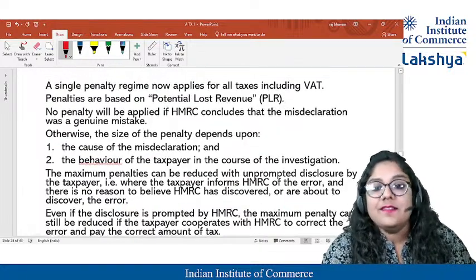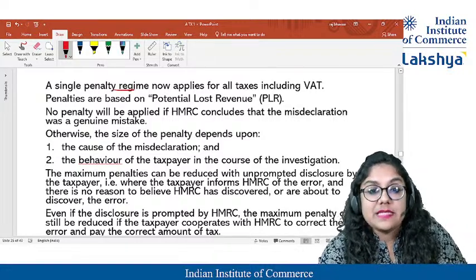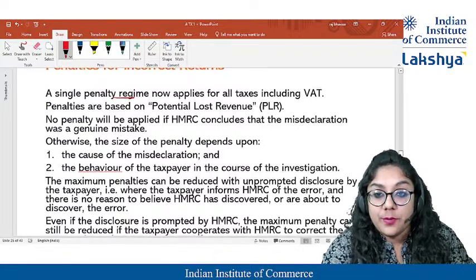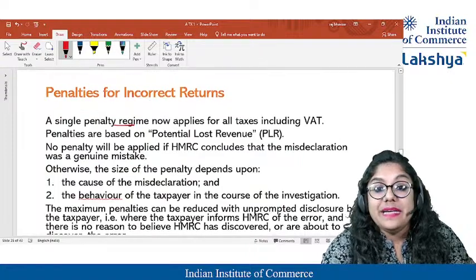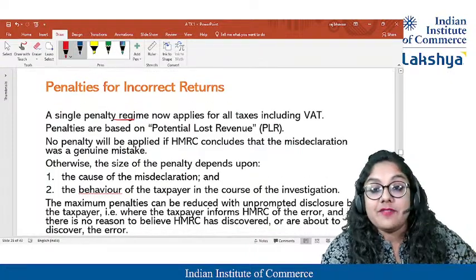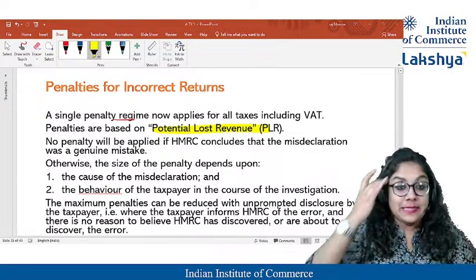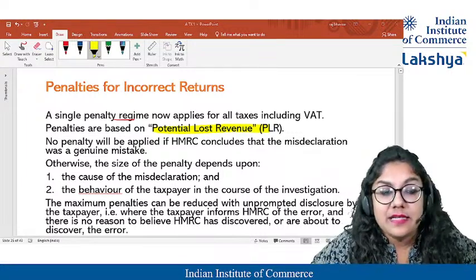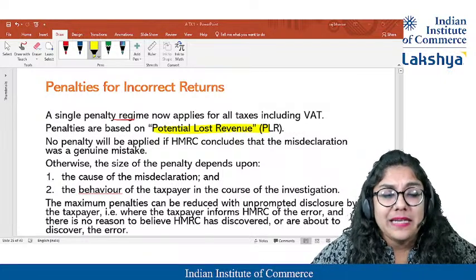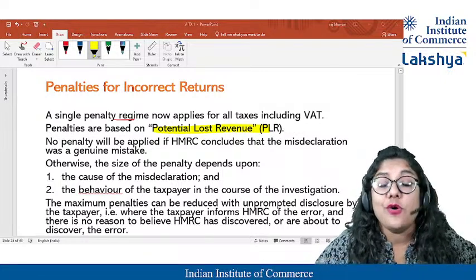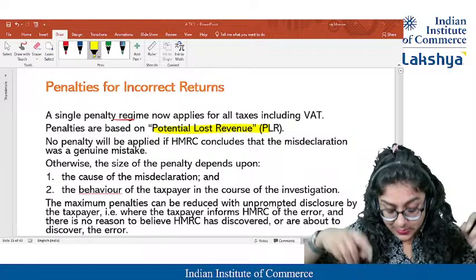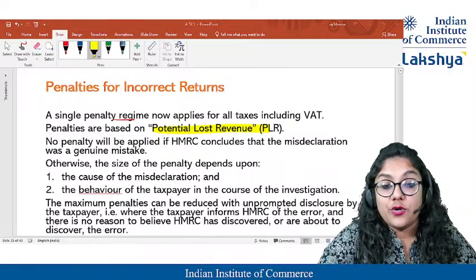Yeah. A single penalty regime is now applicable, including VAT also. Penalties are based on incorrect taxes, meaning some potential lost revenue. Why? The company has to pay the taxes. For the government it is revenue, and if people are not paying taxes, that means it's a potential loss for the government, right? So it's very bad, and it should not happen like that.